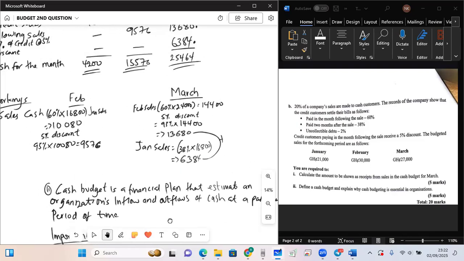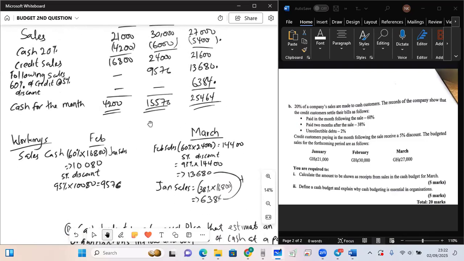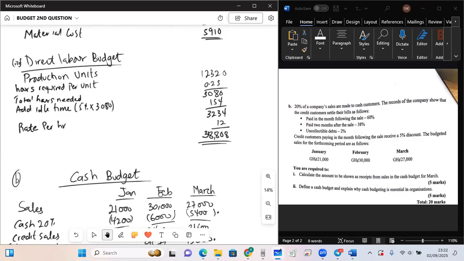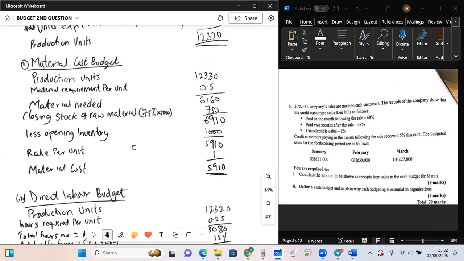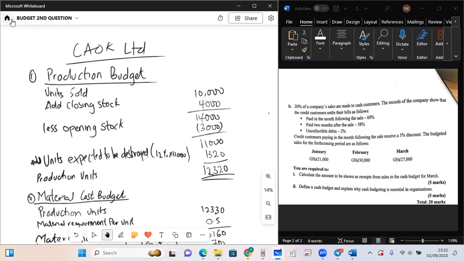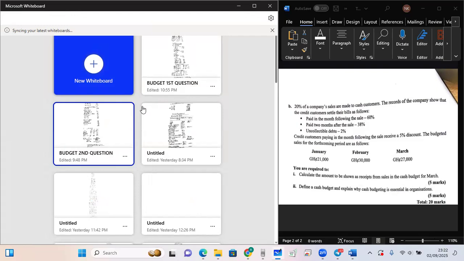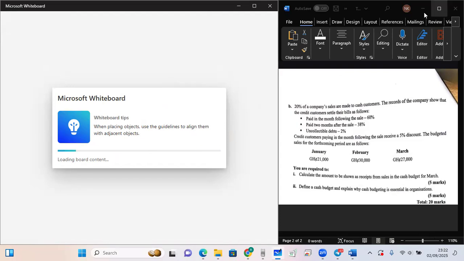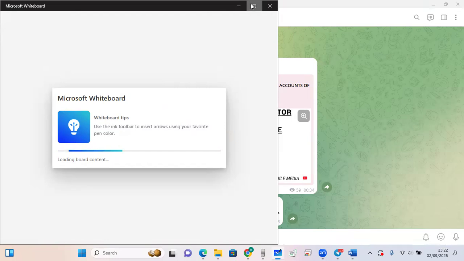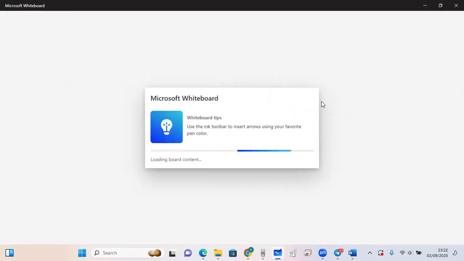Okay, so let me quickly run through. If you want to take screenshots, go ahead. Oh, I wanted you to take a screenshot of this one as well, or maybe you have already. I'm sure you have already.